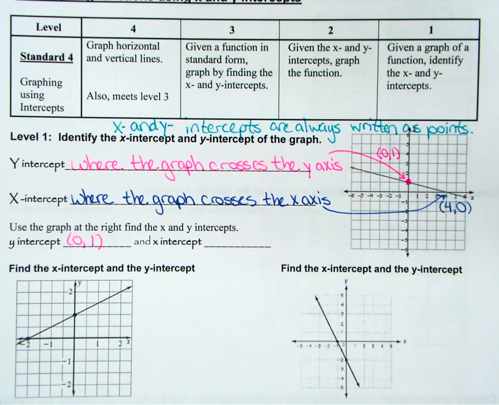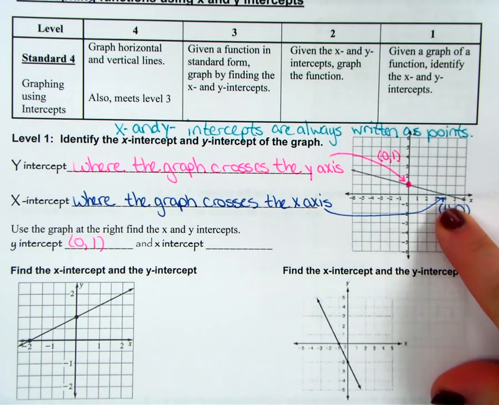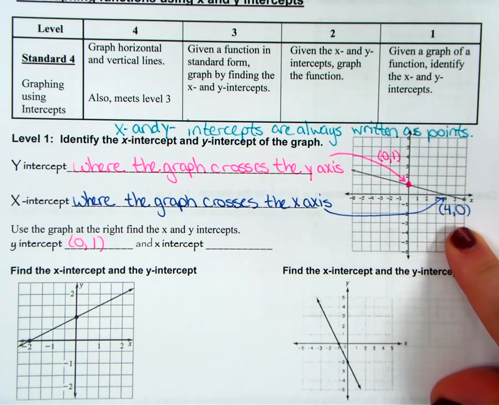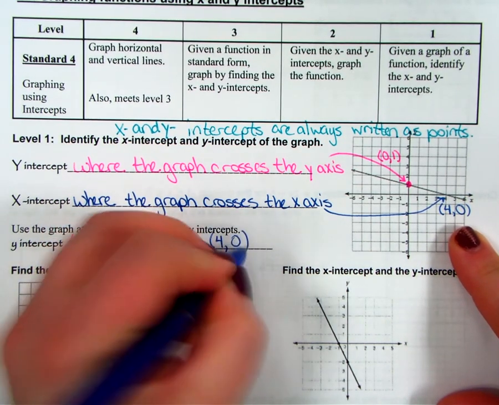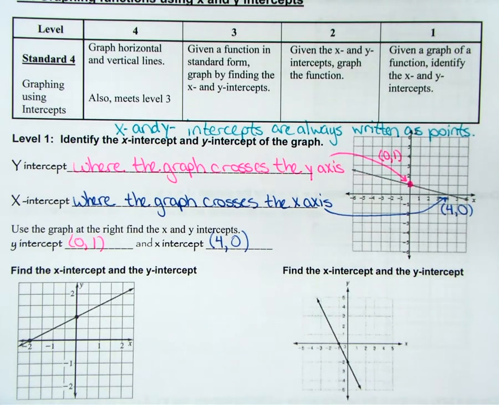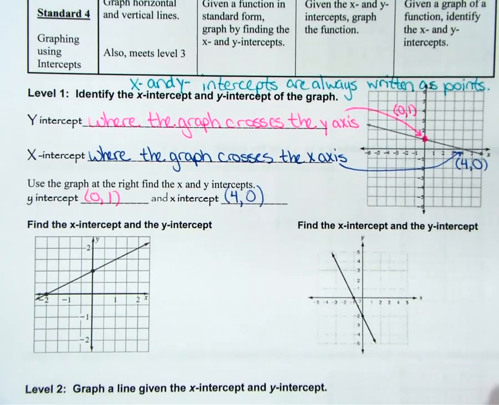So if a y-intercept is where a line crosses the y-axis, then an x-intercept would be where that graph crosses the x-axis. And we see that here happening at the point 1, 2, 3, 4, 0. So the x-intercept is at (4, 0). Okay, so let's practice finding the x and y-intercept from each of these graphs.